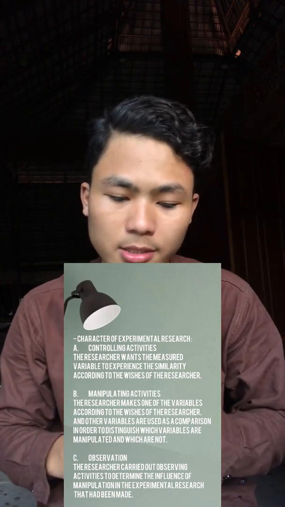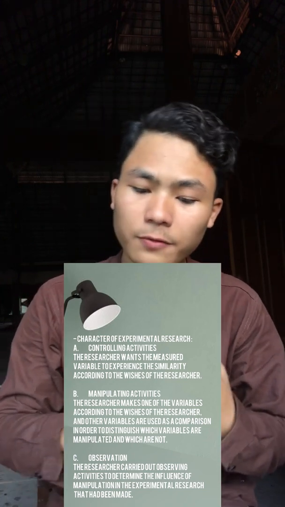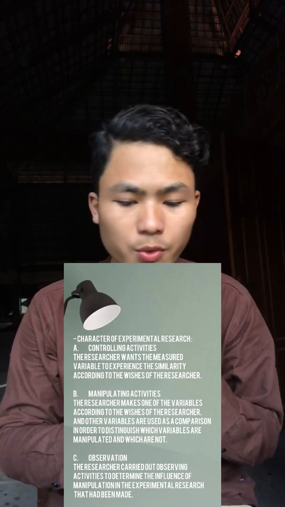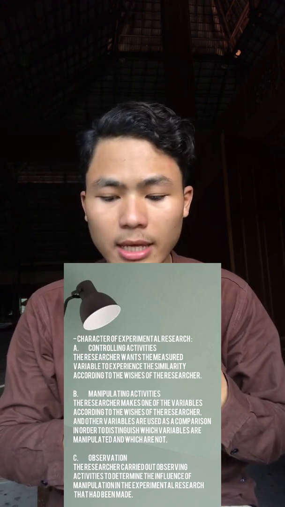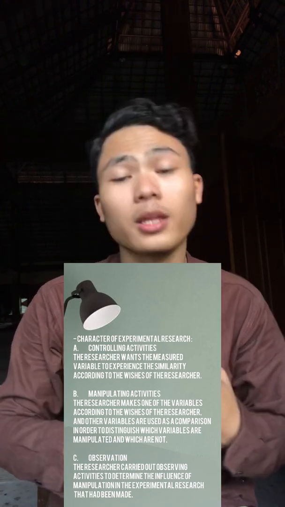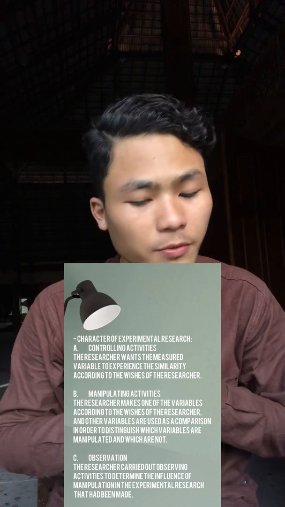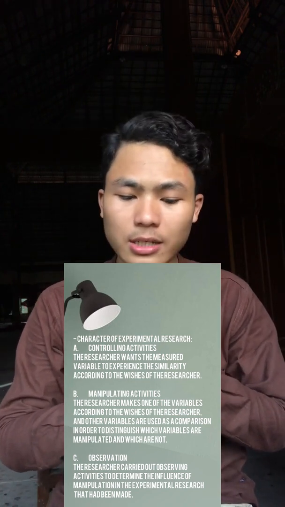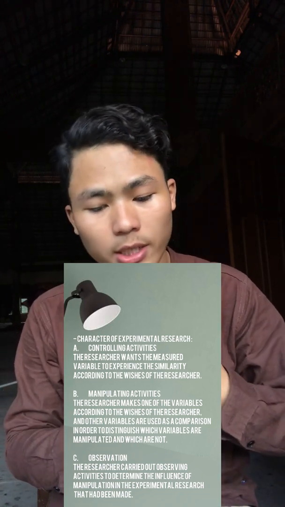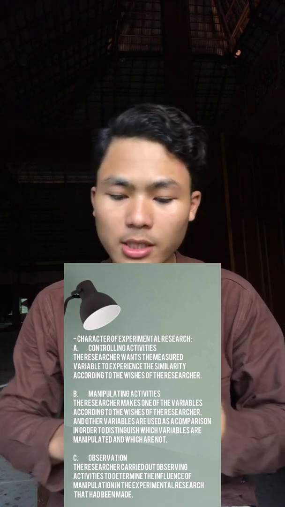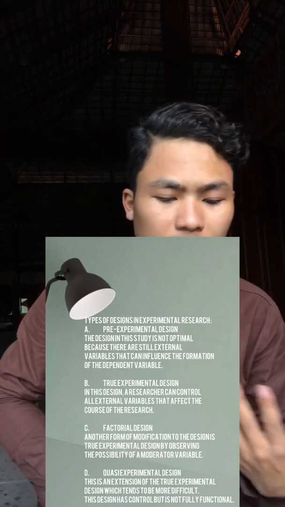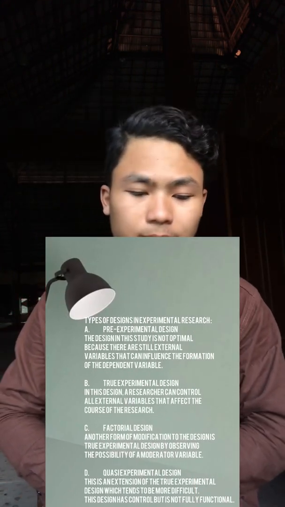Manipulating activities is when the researcher makes one of the variables according to the wishes of the researcher, and other variables are used as a comparison in order to distinguish which variables are manipulated and which are not. And the last is observation. The researcher carries out observing activities to determine the influence of the manipulation in the experimental research that has been made.